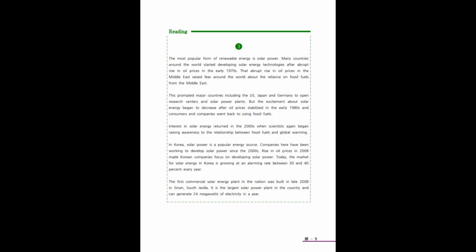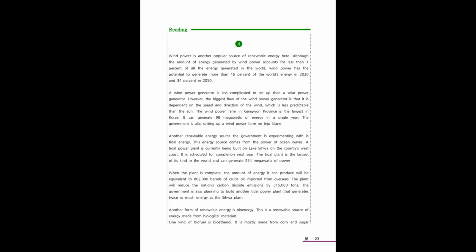The first commercial solar energy plant in the nation was built in late 2008 in Sinan, South Jeolla. It is the largest solar power plant in the country and can generate 24 megawatts of electricity in a year. Wind power is another popular source of renewable energy here.